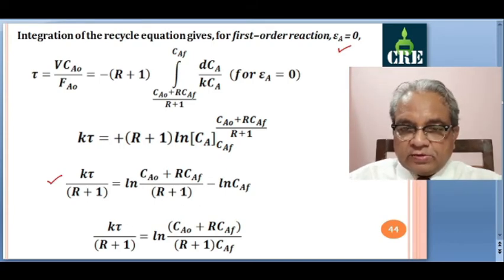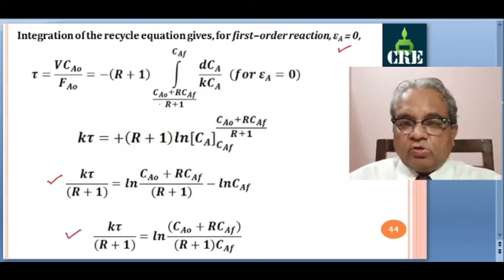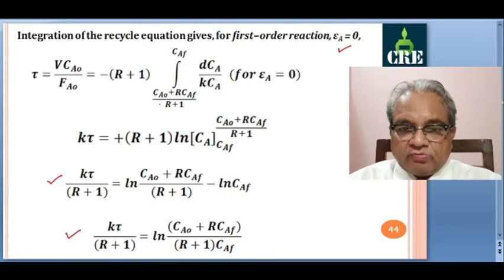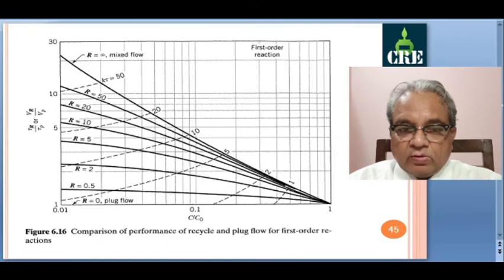So this we can write as CAF in the denominator. So ln of CA0 plus RCAF divided by R plus 1 into CAF. k tau by R plus 1 is equal to that. So for first order, epsilon A equal to 0, constant density system, for recycle reactor, this is our result, the final integrated form.